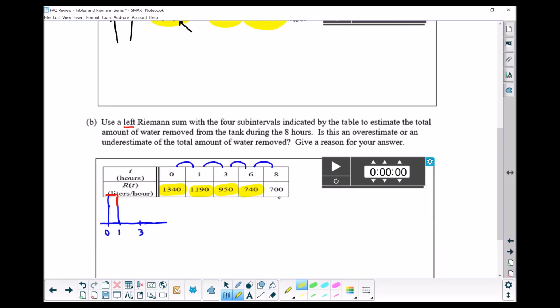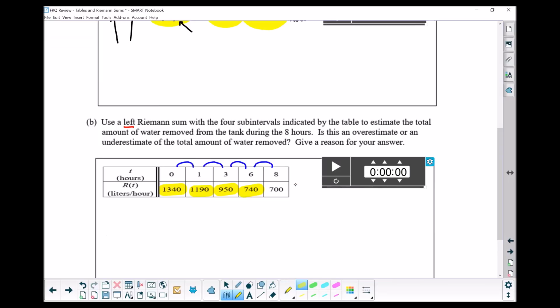Now, do you all think we would use the 700 if this problem asked for a right Riemann sum? Yeah, you're smart people. You know that, right? You would definitely use the 700 and you would leave the 1340 at home. So these 4 numbers would comprise the right Riemann sum. All right, so with that in mind, we can go ahead and start assembling our particular expression.